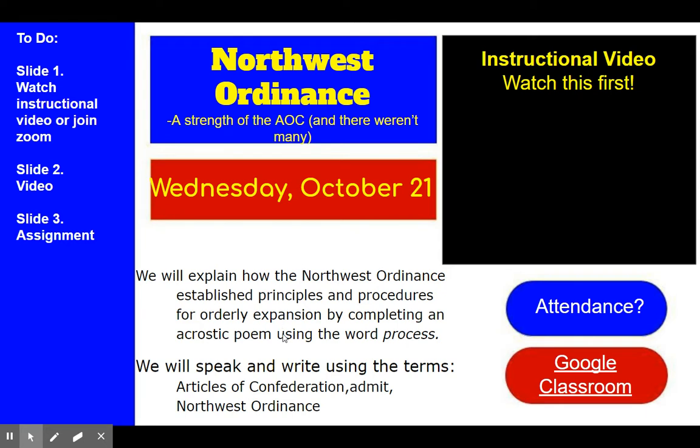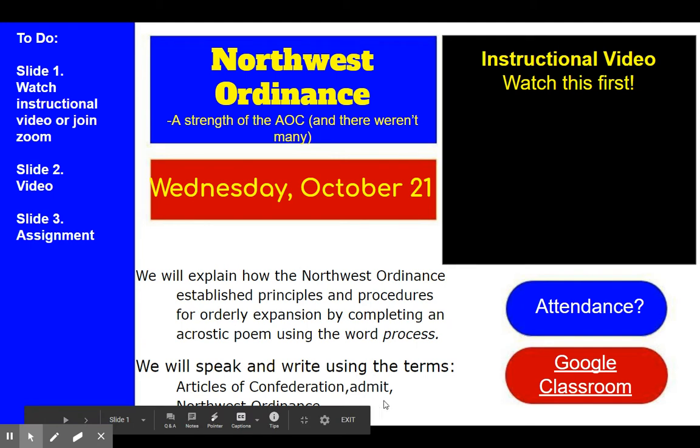It's really simple. The Northwest Ordinance tells you how to add a state. That's all this is. It's almost a vocabulary word. So some words you should know. The word admit means to add. And of course, this is in the Articles of Confederation. It's called the Northwest Ordinance.